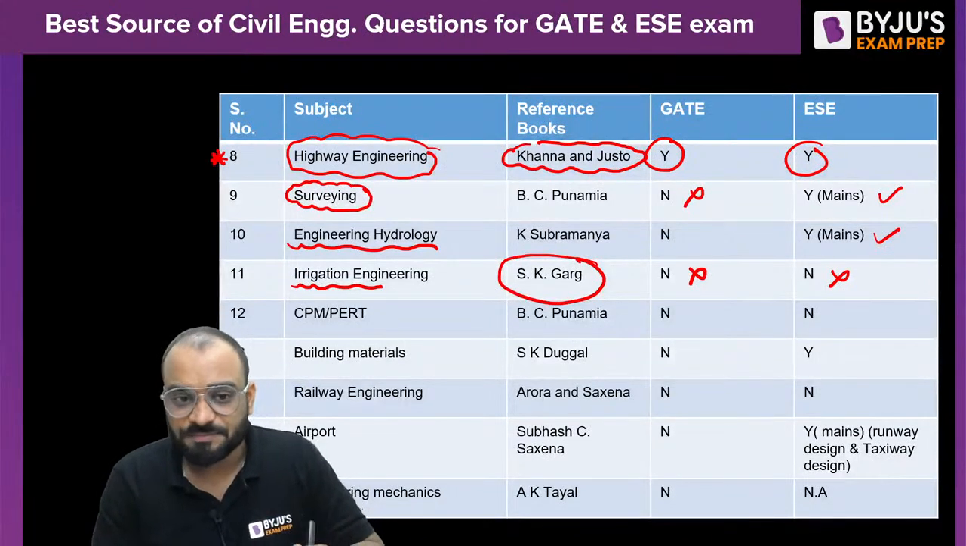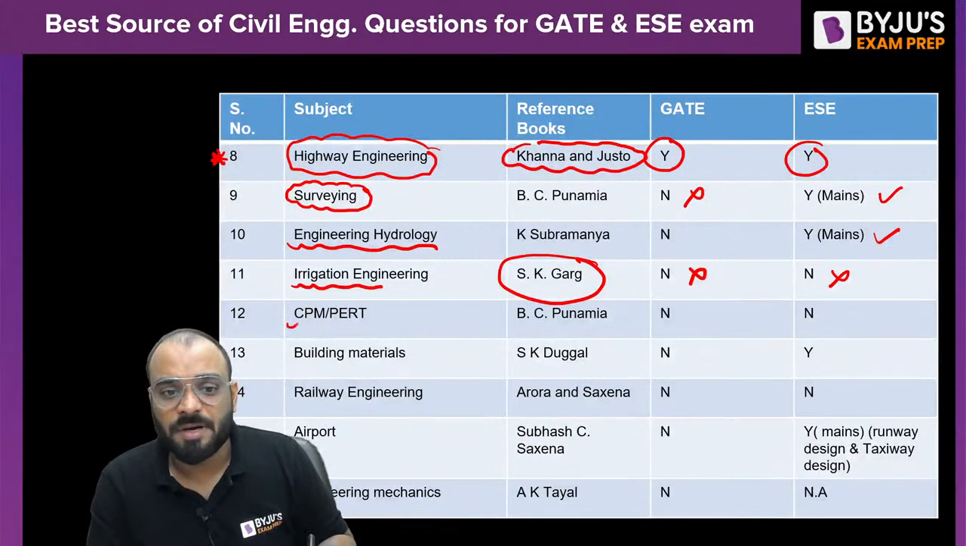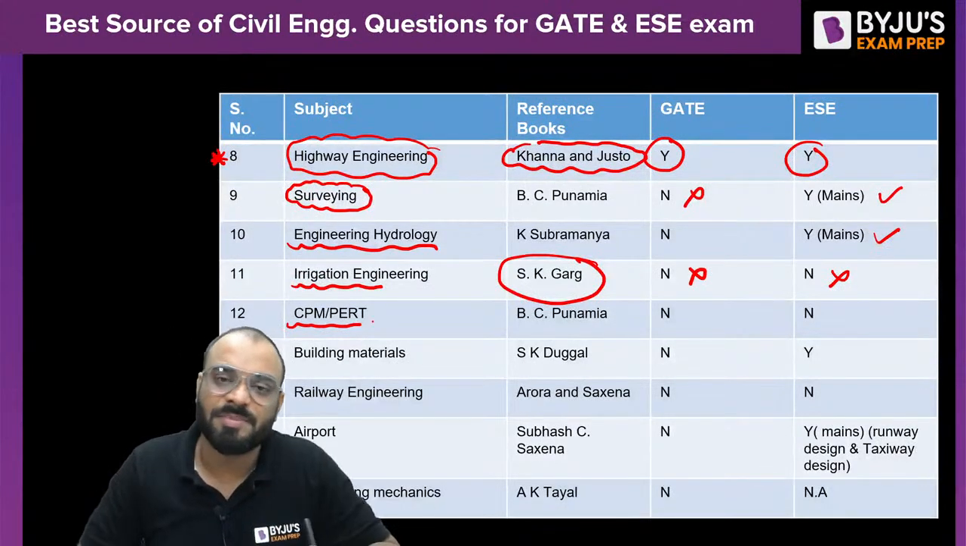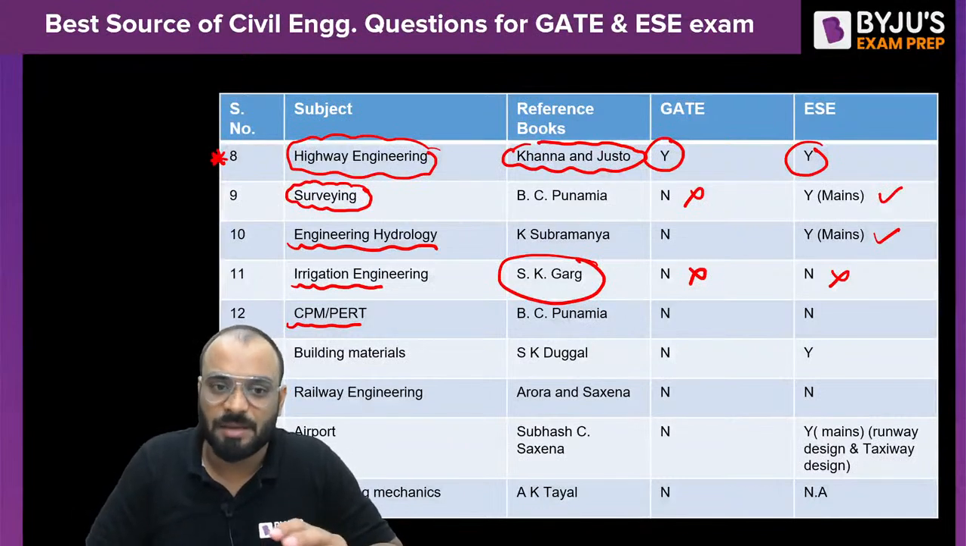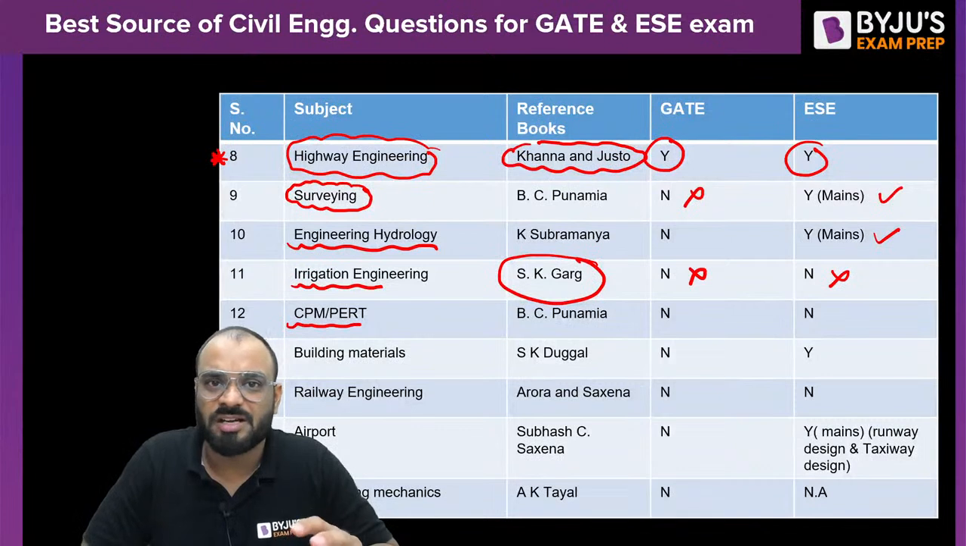That is the reason. If we talk about the CPM part, guys, the CPM part is very simple, because we know that the CPM portion is a numerical type of chapter. And you know that, guys, in the GATE examination, hardly you may get a question from it.